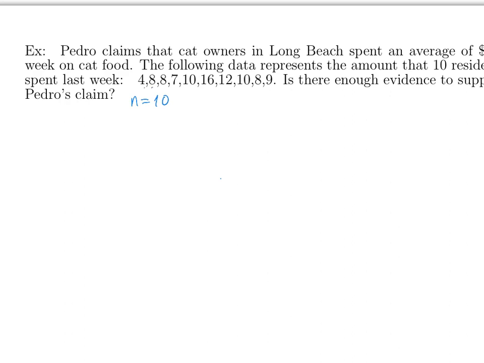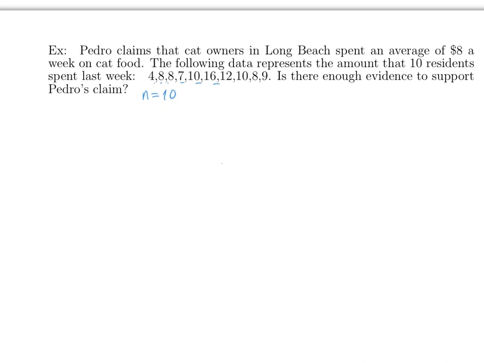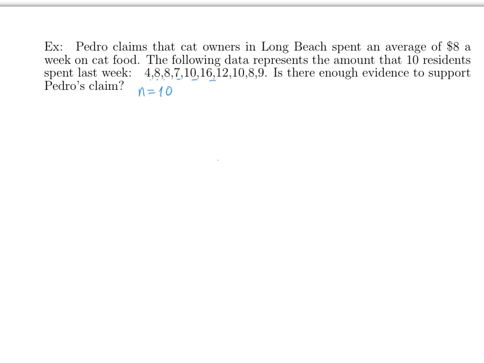The value for n is what? 10, because you have 10 numbers. And here Pedro claims that cat owners in Long Beach spend on average $8. So that's the claim. Step 1: the claim, or H0, is that mu equals 8. Now, if we use the formulas from chapter 3, you'll find that the average is 9.2, so I'll save you some time, and that the standard deviation is 3.2. You'll notice there is no alpha given, so what's the value for alpha? 0.05. If alpha is not given, it's 0.05.